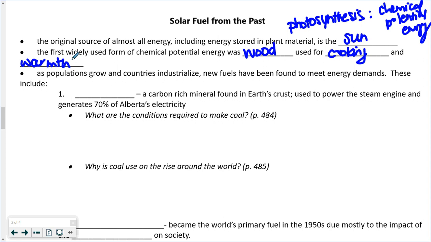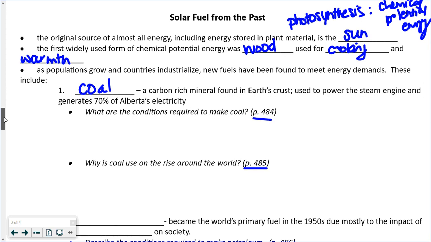So as populations grow and industrialize, new fossil fuels have been found to meet energy demands. And so the big one is coal. Coal is a carbon-rich mineral found in Earth's crust. It was really big in steam engine times. And right now, coal actually generates 70% of Alberta's electricity. I think that's actually decreased a little bit in more recent years, but it would still be way, way up there.